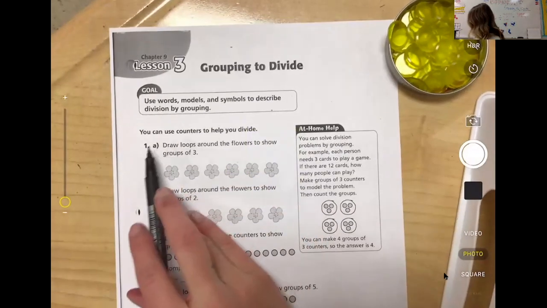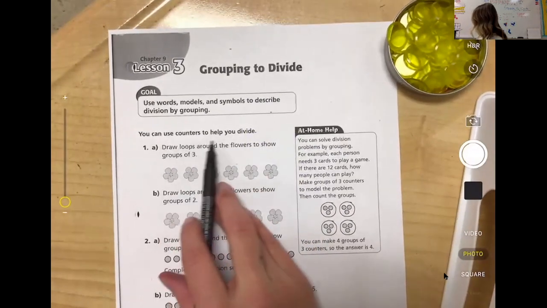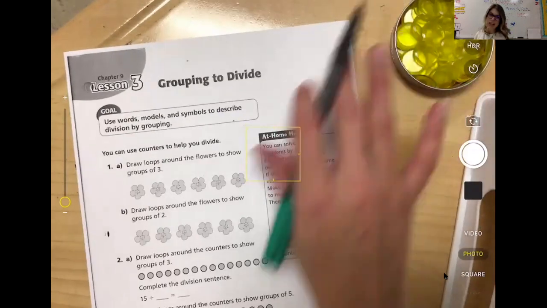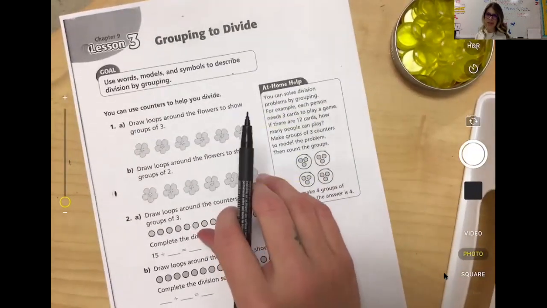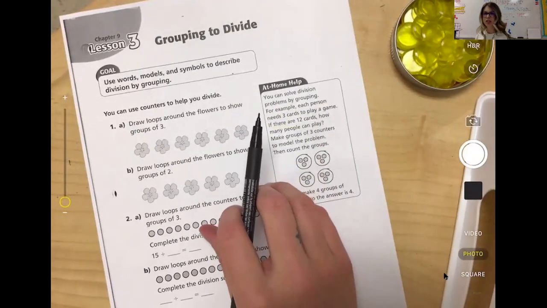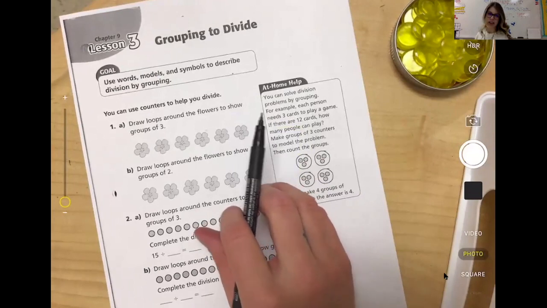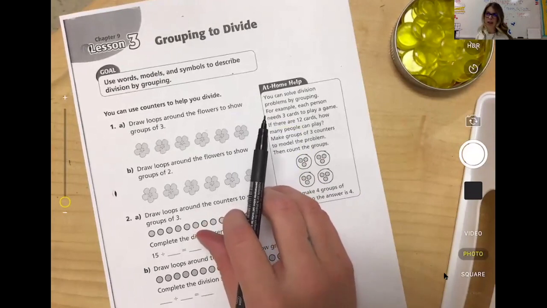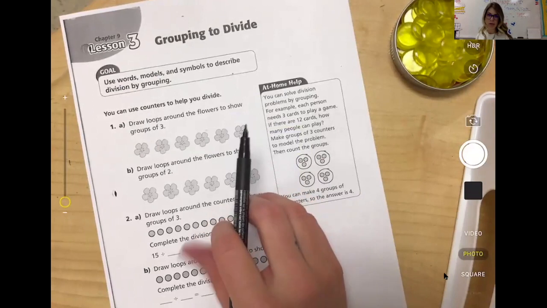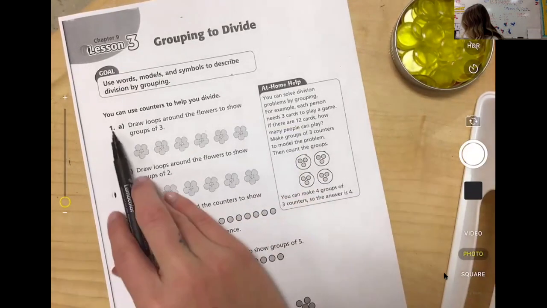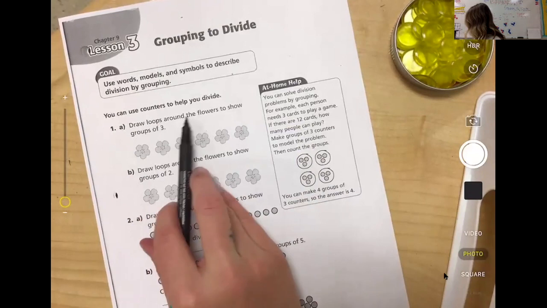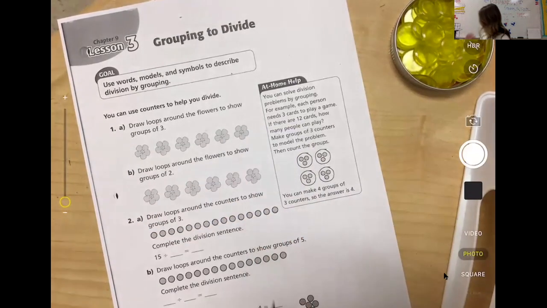So number 1 says you can use counters to help you divide. If you have anything at home that could work as counters, I used Legos as an example last time, but Cheerios could work. Any other kind of roundy cereal, Smarties, whatever you have will work. So number 1A says, draw loops around the flowers to show groups of 3. That's all it asks. Show me a group of 3.